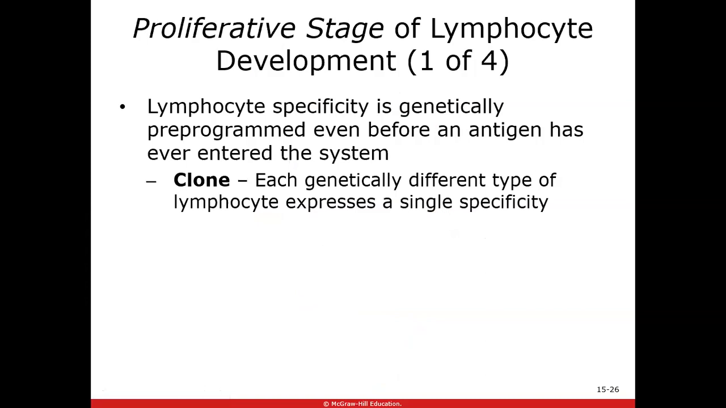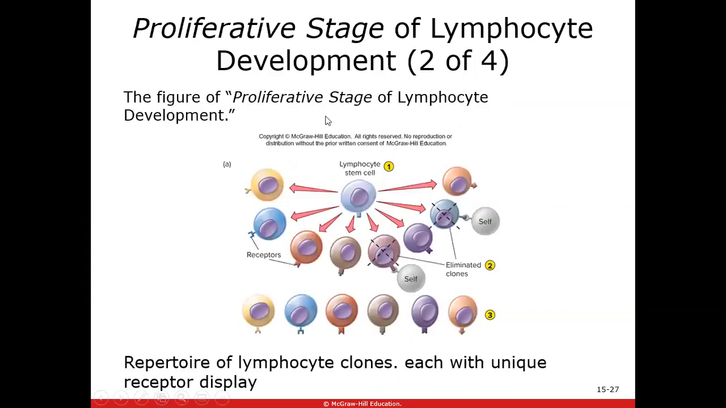So the lymphocytes are each cloned. Each genetically different type of lymphocyte expresses a single specificity. What they're saying here is that one of them clones itself billions of times. And then each one of these develops a receptor that's independent of all the others. This receptor is the antigen receptor. If they ever came across an organism that had that receptor, then it would activate this specific lymphocyte.